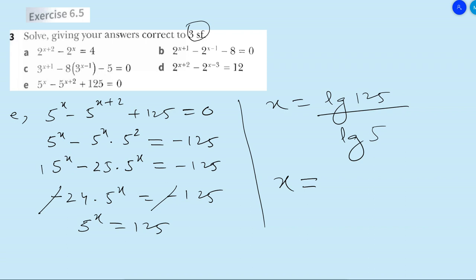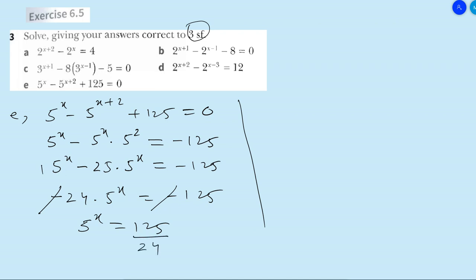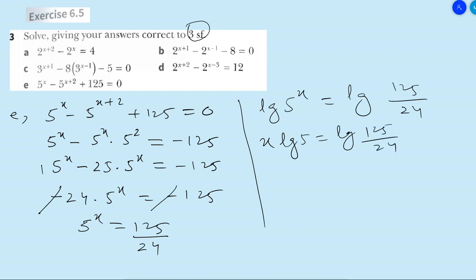Sorry students, I made one mistake. I forgot to divide by 24. This 24 should be divided here. So this is my mistake. Now taking log on both sides, log 5 power x is equal to log 125 upon 24. Sorry. Now x log 5 is equal to log 125 upon 24. Then x is equal to log of 125 upon 24 divided by log 5.